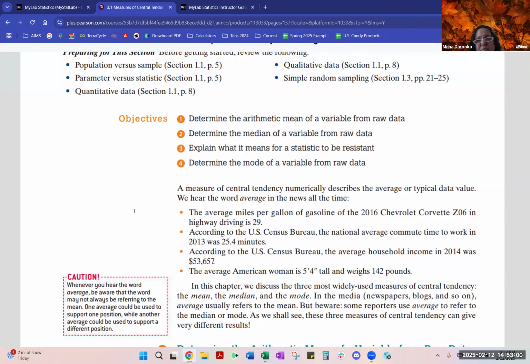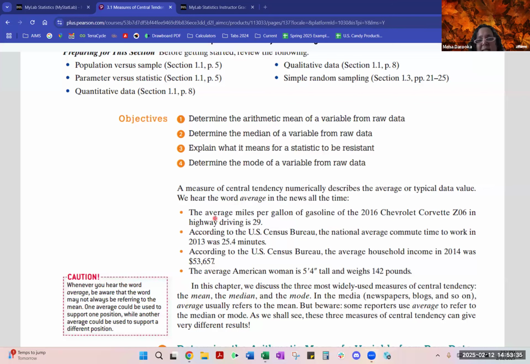According to the US Census Bureau, the national average commute time to work in 2013 was 25.4 minutes. Next example, according to the US Census Bureau, the average household income in 2014 was 53,657. And the last one, the average American woman is 5 feet 4 inches tall and weighs 142 pounds. You can see in all of these examples, we are using that terminology of average.